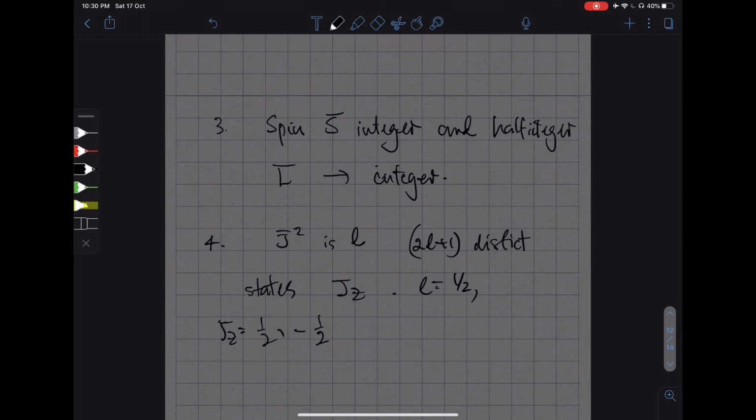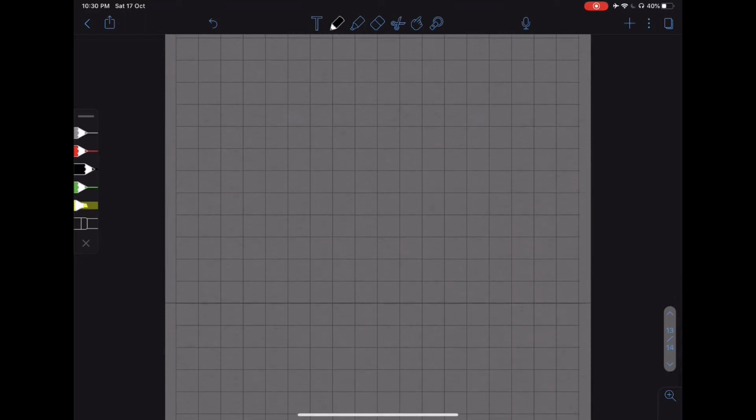Next, we are going to construct spin operators. We already discussed how we can construct the angular momentum operator. Remember, the angular momentum operator is given by R cross P. But how do we construct spin operators? Let's do this using a specific example.